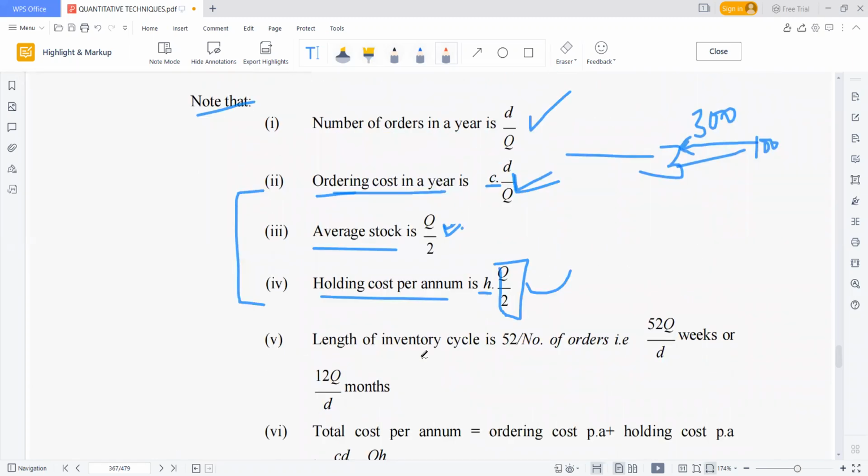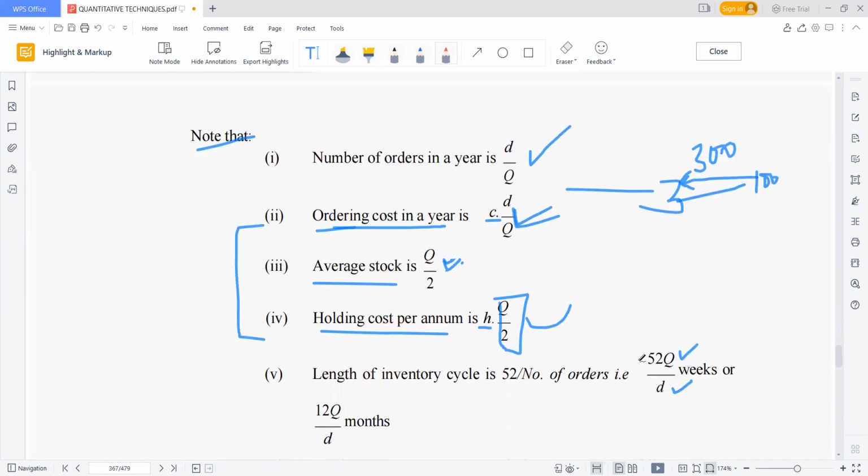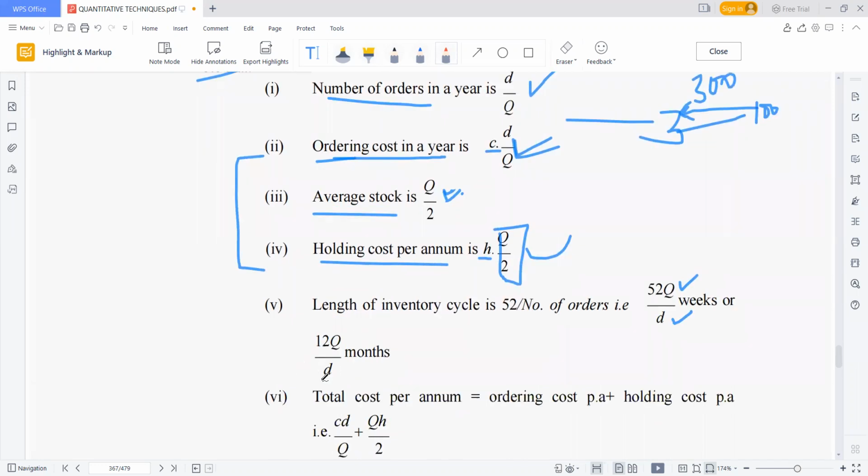Then the next one is length of inventory cycle. That is 52 divided by number of orders. So if you are dealing in weeks, that is 52 weeks, multiplied by the quantity all over D. Q divided by D is the upside down of number of orders. So if you are dealing in months, you are looking at 12Q divided by D. The answer you get is in what? Months. What you're trying to calculate is length of inventory cycle.